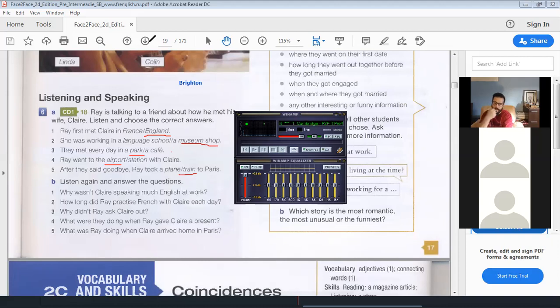Okay. All right, very nice. So all of these are correct. The first section, all of it is correct. Now the second section, let's see the answers. Why wasn't Claire speaking much English at work? What's the reason?